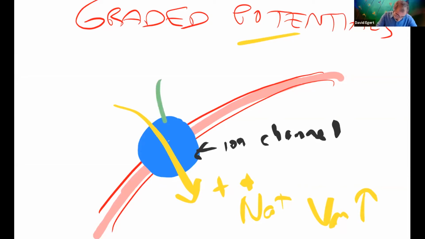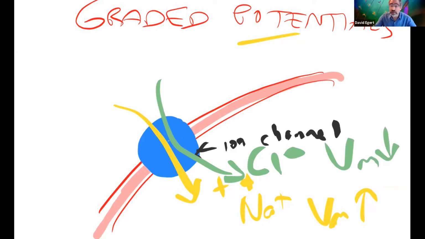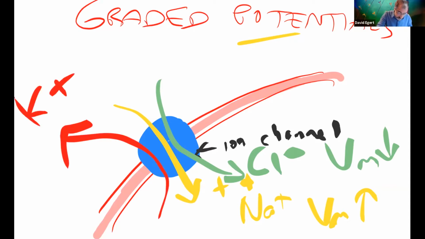Let's say I have chloride coming in. My voltage is going to go down. I'd have repolarization or maybe hyperpolarization. Or maybe if I open up channels and I have potassium running out, this is also going to make the voltage go down, because if I have positives leaving, the voltage is going down, right? So graded potentials happen when you open some ion channel, ions are running in or out, and that's going to change the membrane voltage, the membrane potential.